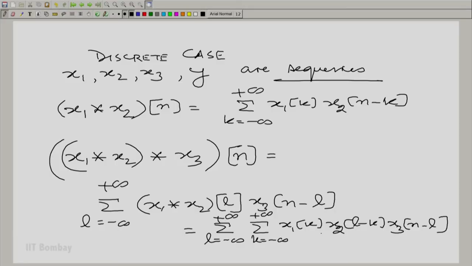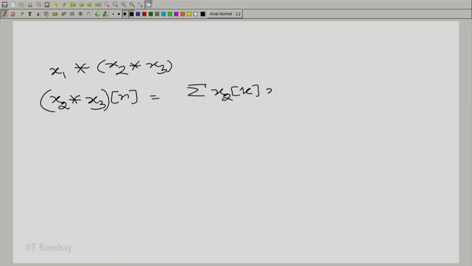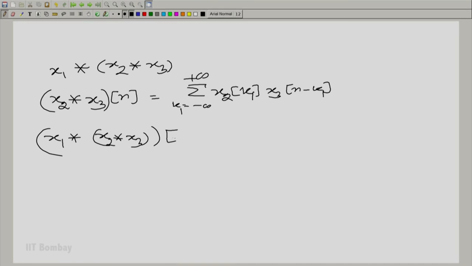And now we need to make a change of variable. But to make that change of variable, we must first see where we want to go. So, let us write down the result of the other side, x1 convolved with the result of convolution of x2 and x3. Let us write down the expression there. So, look at this expression here. Here, we have essentially calculated x1 first convolved with x2 and then convolved with x3. Now, what we shall calculate is x1 convolved with the result of convolution of x2 and x3. Now, first, let us convolve x2 and x3 and evaluate it at n. That is very simply summation k going from minus to plus infinity x2 k x3 n minus k. And of course, so as not to confuse it with the previous k that we had, let us call this variable k1.